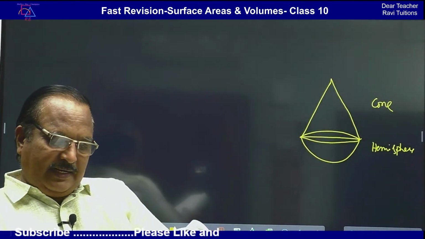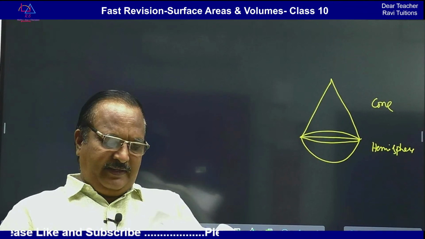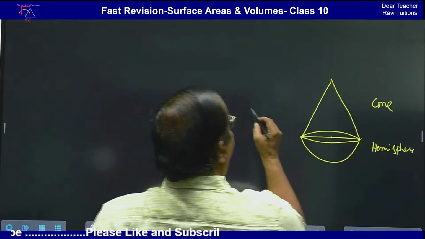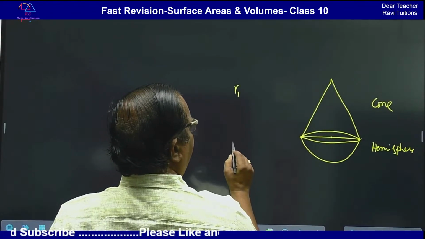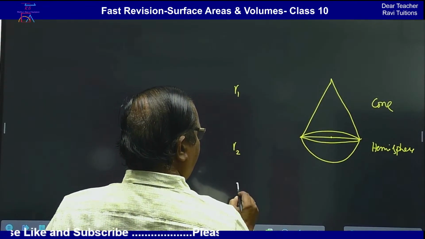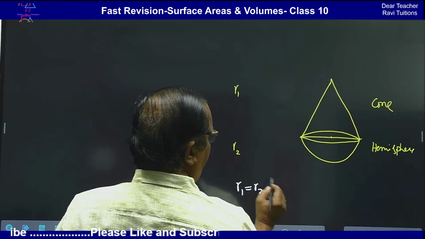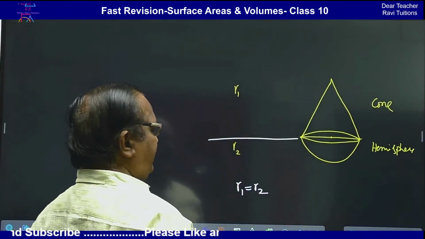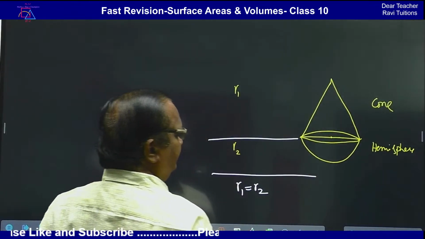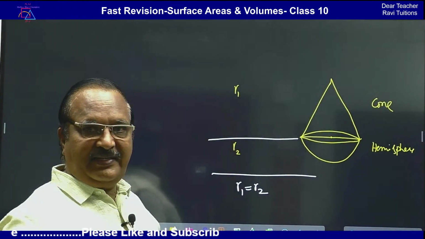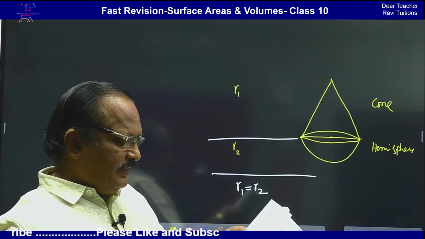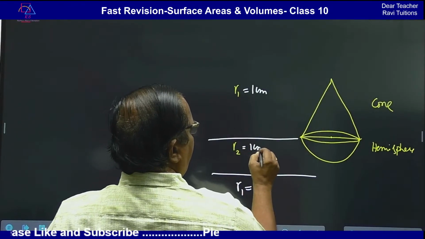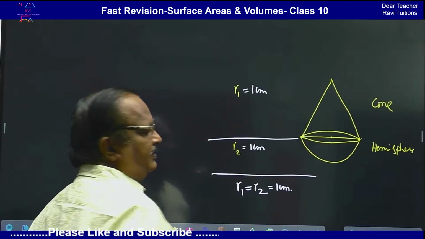Both have the same radius. The cone is exactly on this one. So the radius R1 and this is R2, so R1 is equal to R2. This is the cone, and this is the hemisphere, and this is the whole solid. R1 is equal to R2. So how much is given? The radius is equal to 1 centimeter. So this is 1 centimeter, and this is 1 centimeter, and this is 1 centimeter.